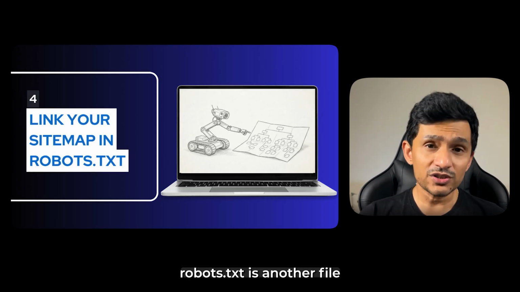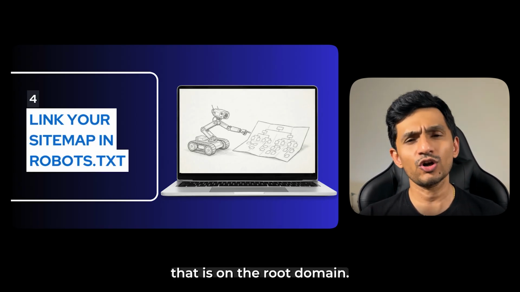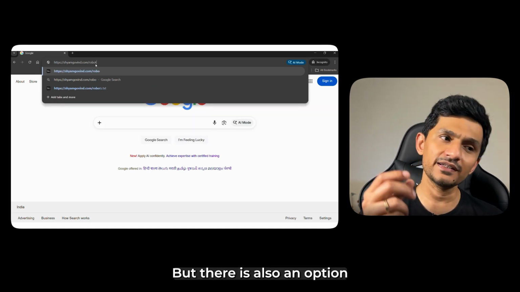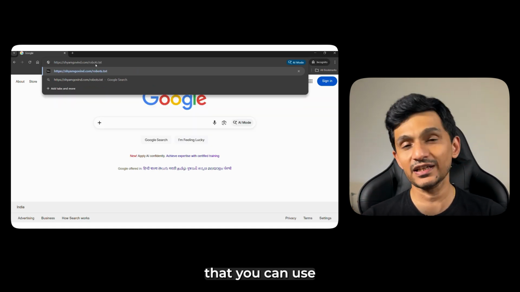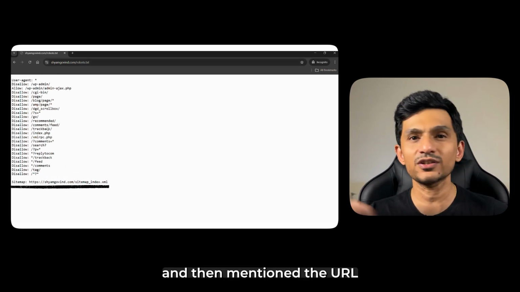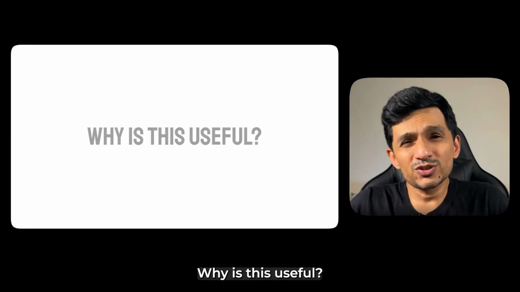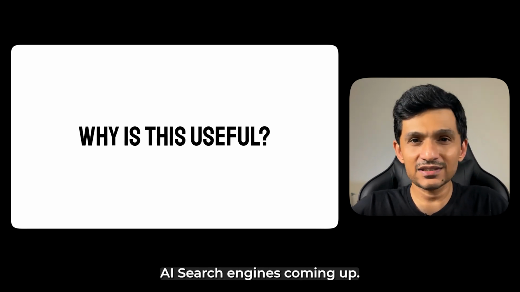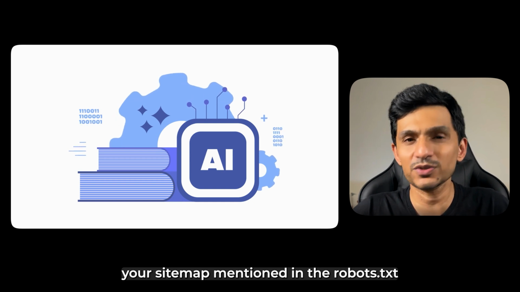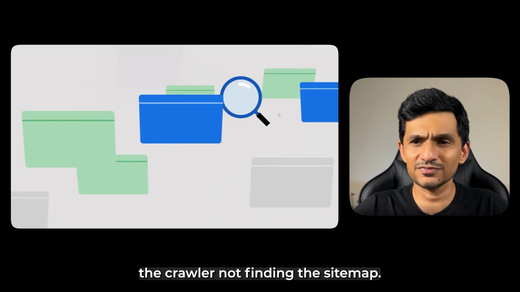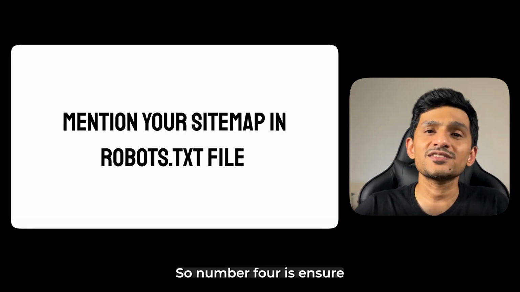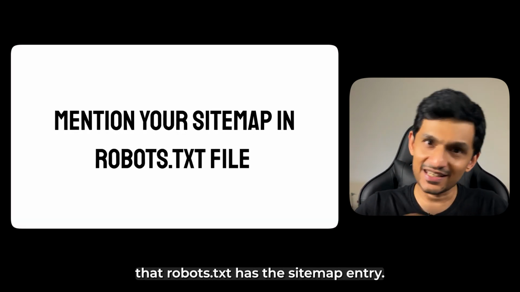Number 4, robots.txt is another file that is on the root domain, and it basically tells the crawlers what not to crawl. But there is also an option in robots.txt wherein you mention sitemap and then colon and then mention the URL for the sitemap. Why is this useful? Well, now that you have so many AI search engines coming up, it's a good idea to have your sitemap mentioned in the robots.txt so that you don't face issues of the crawler not finding the sitemap. So number 4 is ensure that robots.txt has the sitemap entry.